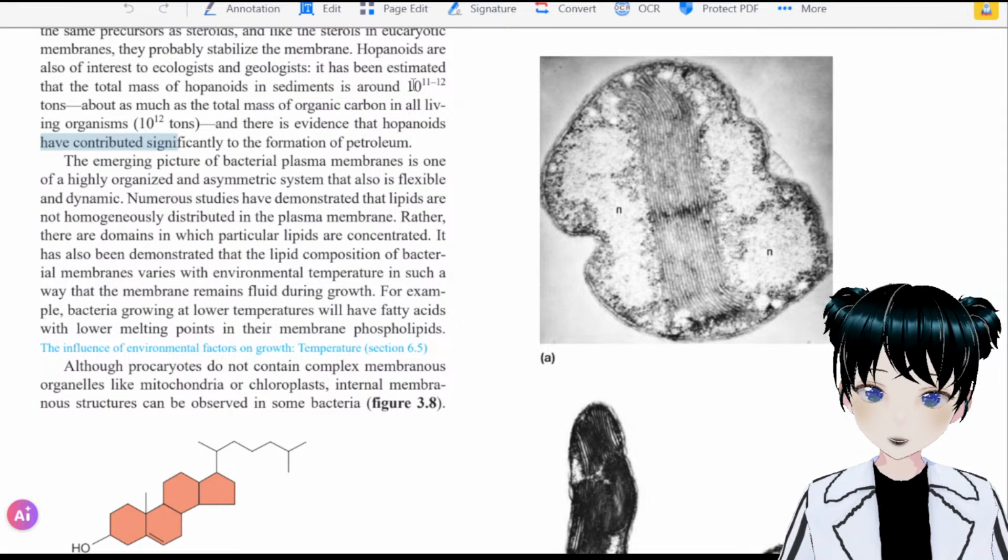Think about it. Isn't it astonishing how the hopenoids, that are just small portions of the cell membrane, are present that abundantly in the sediments, right? While the carbon that makes the whole body of living organisms is exactly the same number as them. Now, of course, they are saying that it is important for ecologists and geologists because it helps in the formation of petroleum, right? So that's why it is important. It is not something small, like, oh yeah, bacterial cell membrane has hopenoids, what can it do?